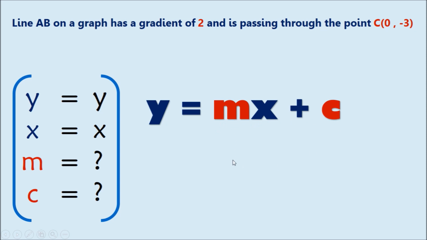We can find the value of the gradient in our question. So let's read the question. Line AB on a graph has a gradient of 2. So we know that the value of m is 2.